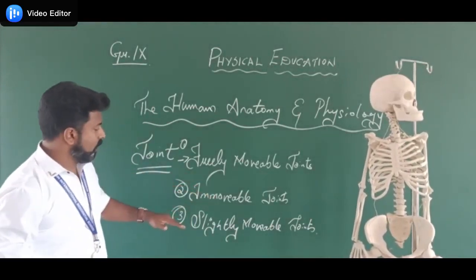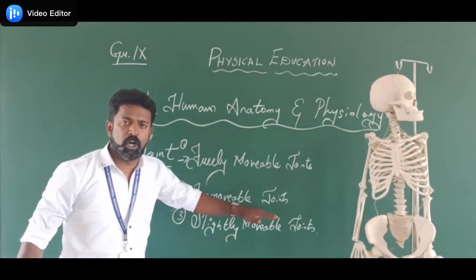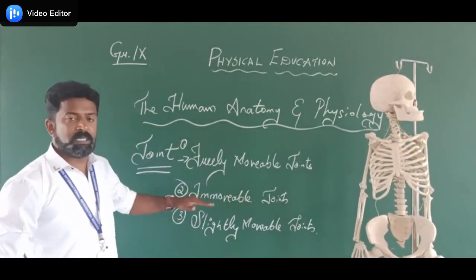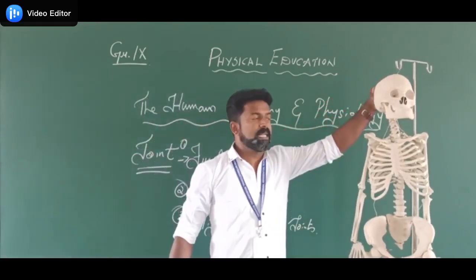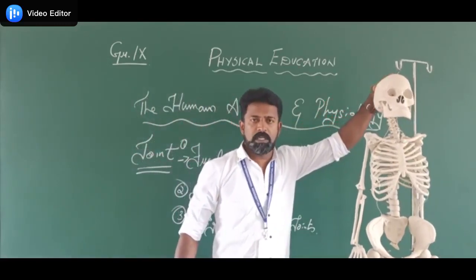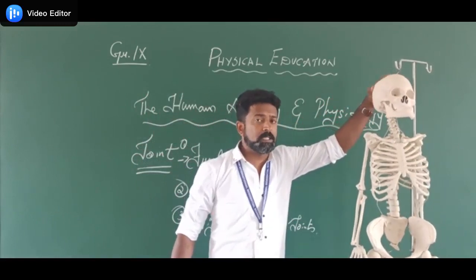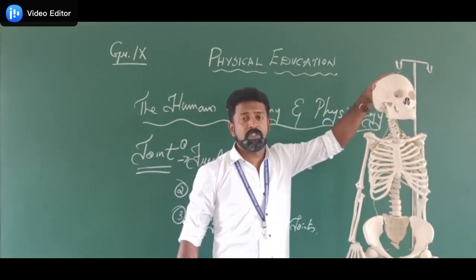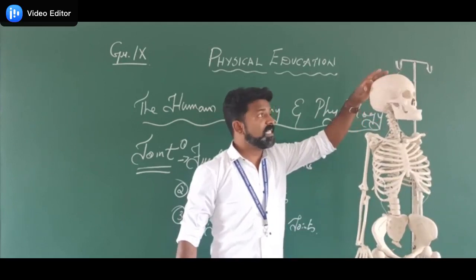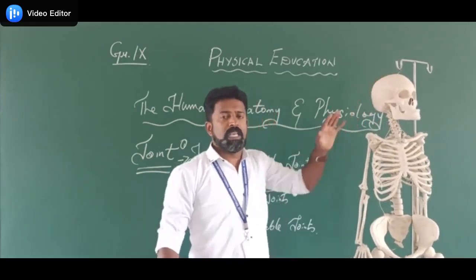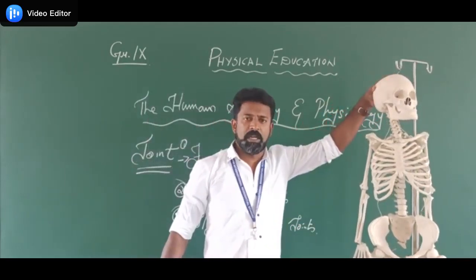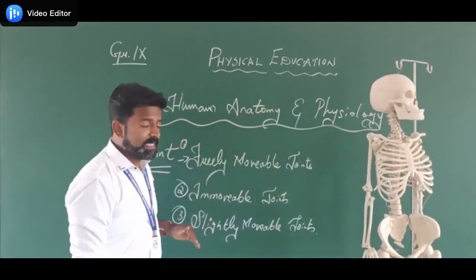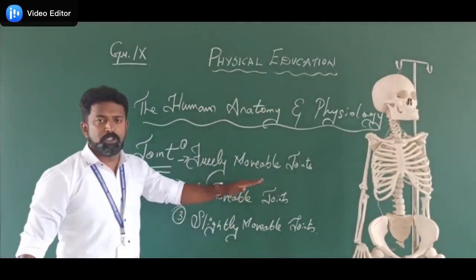We will first see what is an immovable joint. The best example for this is the skull. The skull comes under the immovable joint, which is going to protect the vital organ, the brain. So this is immovable. There is not going to be any movement in the skull joint. So that is a good example for an immovable joint.